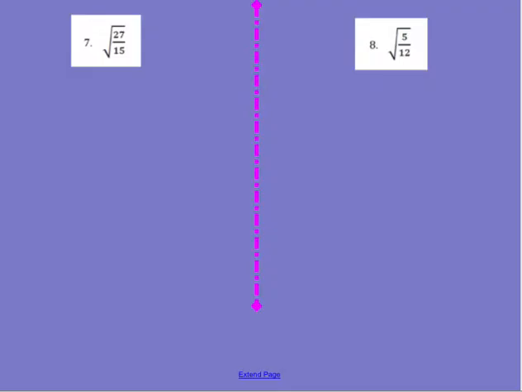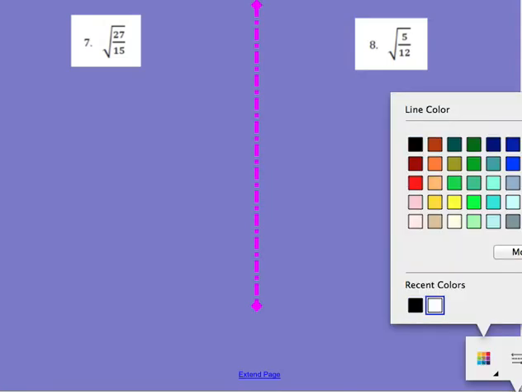Now let's take a look at number 7. There's a couple different ways you can do number 7. I noticed that 27 can be simplified to start off with. If you don't want to simplify to start off with, you don't have to. It'll still work, but sometimes I like to simplify it early so I have smaller numbers to deal with. So I'm going to go ahead and simplify the square root of 27.